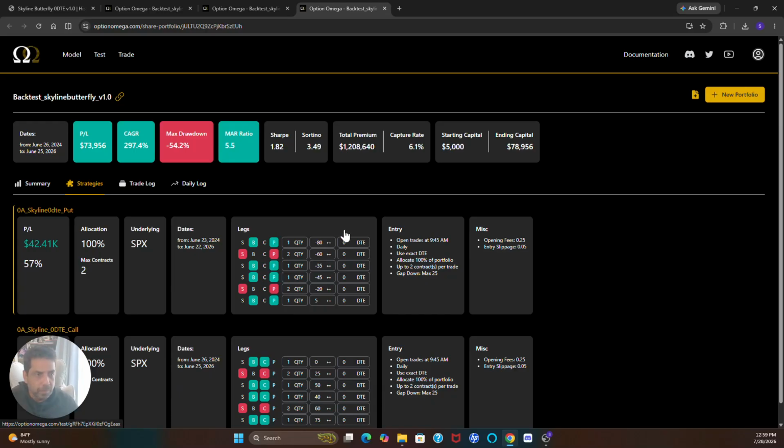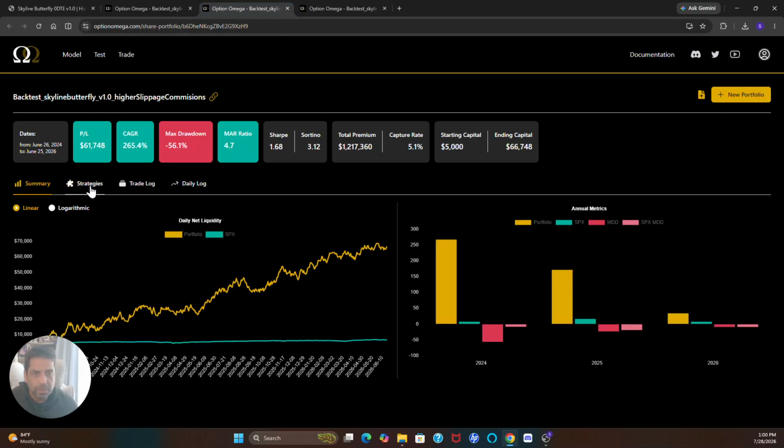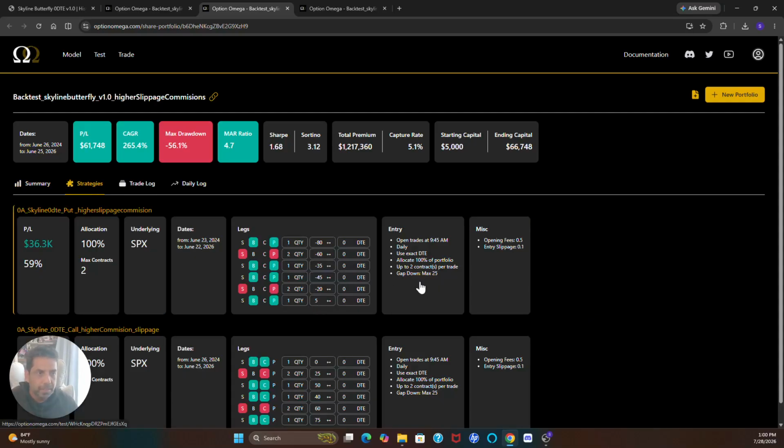Then the other key aspects that I mentioned from setting up the trade is it opens at 9:45 a.m. and the condition of the gap down is not more than 25. So that's the baseline. Now let's go to the one with higher cost sensitivity. And we can see everything else is the same, opens at the same time, same number of contracts, number of portfolio allocated, and the gap down of max 25.